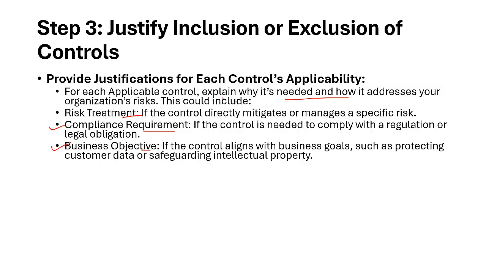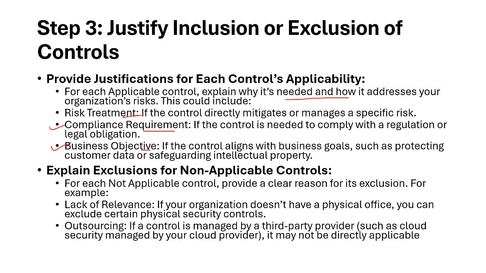The answer is no. Some controls we justify based on a risk treatment. We have identified the following risk, and for that we have this control. Second, we have a compliance requirement, like from GDPR, from DPDP. And third is basically called a business objective. And you have to give the proper justification for exclusions of the non-applicable controls. Because when we're talking about a particular control that is not applicable, you have to give a justification. So you're giving a justification of lack of relevance. If the organization does not have a physical office, you can exclude certain physical security controls.